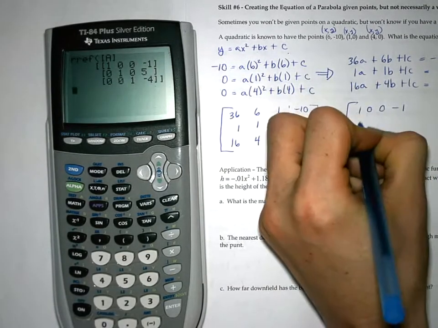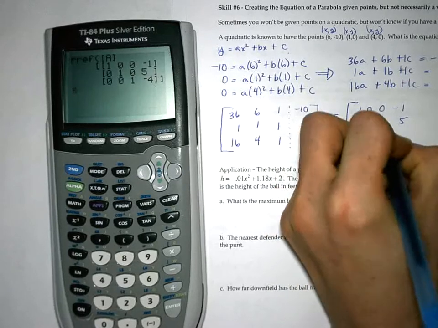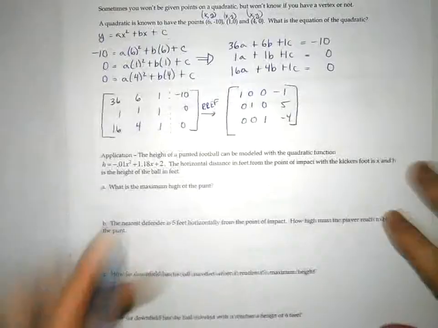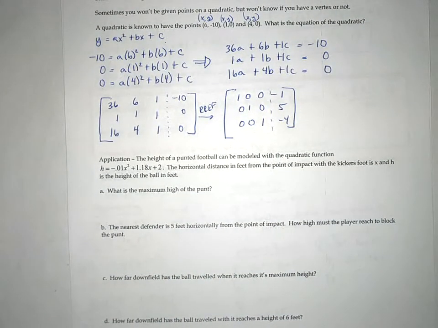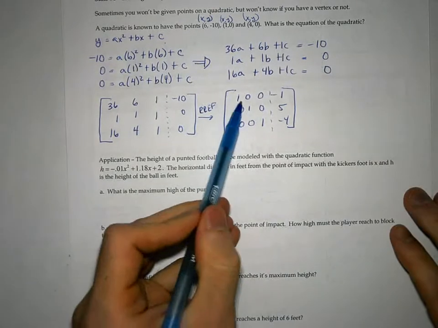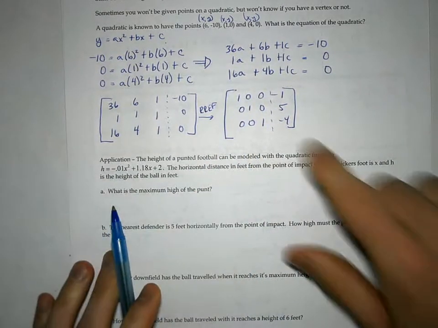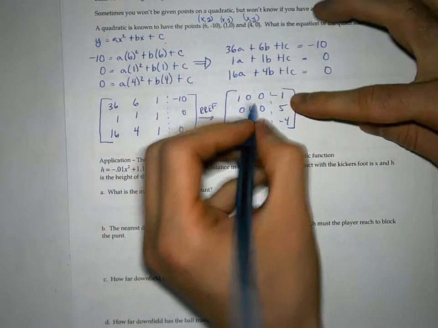1, 0, 0, negative 1, 0, 1, 0, 5, 0, 0, 1, negative 4. I'll put those dotted lines back. And as you remember, on the left-hand side, you want to have this diagonal 1 pattern. This is called the identity matrix. The right-hand side, then, are your solutions.